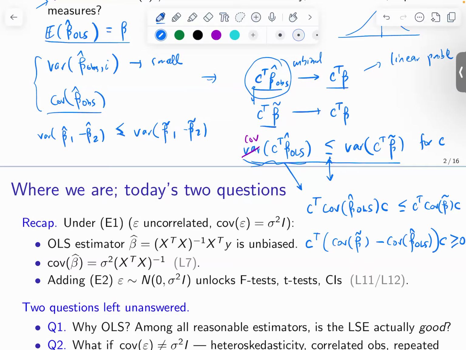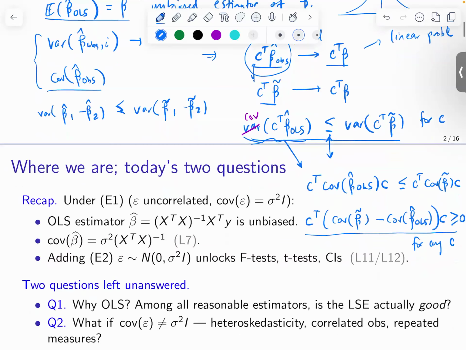So now, if you agree with this, what does this say? Does it look familiar? So this holds for any vector C. Does it look like, yeah? Positive definite. Not the two terms, but just as a single one. Yeah. So this matrix is positive semi-definite. So this is equivalent to saying that cov beta tilde minus cov beta hat OLS is positive semi-definite.